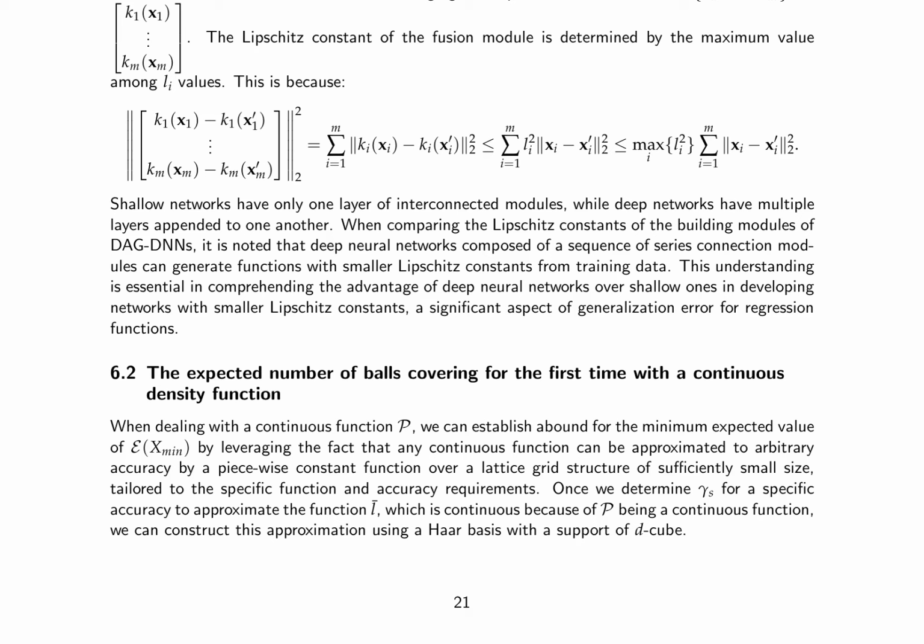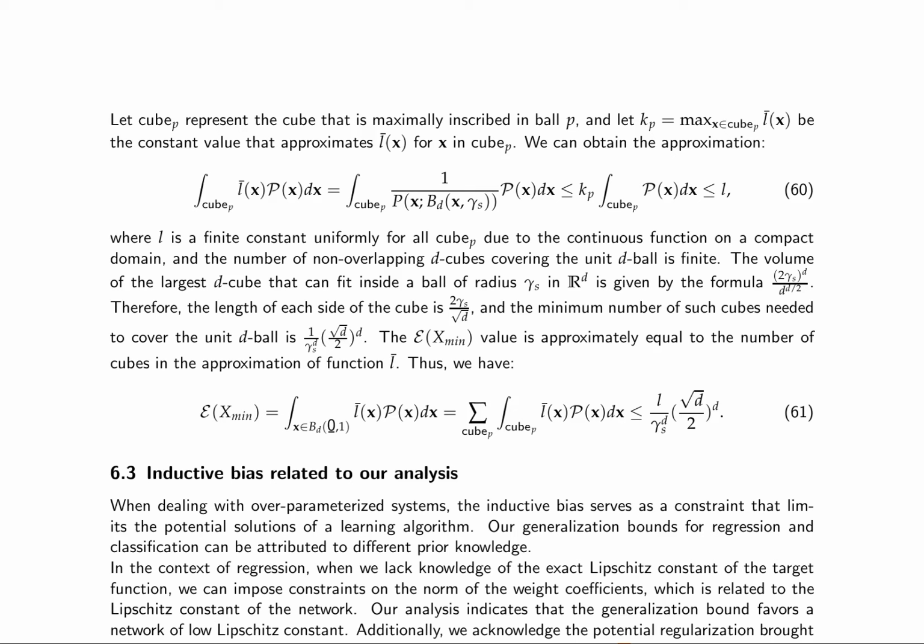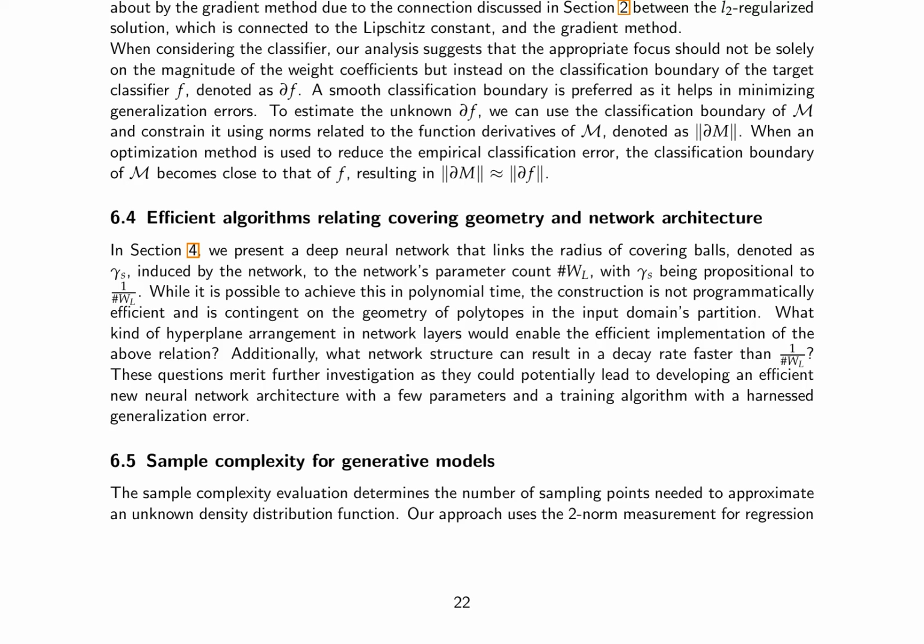The expected number of balls covering a continuous density function is also discussed, providing a bound for the minimum expected value of E, X-min, by leveraging the approximation of continuous functions using piecewise constant functions. The inductive bias related to over-parameterized systems is acknowledged, highlighting the importance of constraints on the norm of weight coefficients for regression and the focus on the classification boundary for classification. The summary concludes by mentioning the need for efficient algorithms linking covering geometry and network architecture, as well as further investigation into sample complexity for generative models.